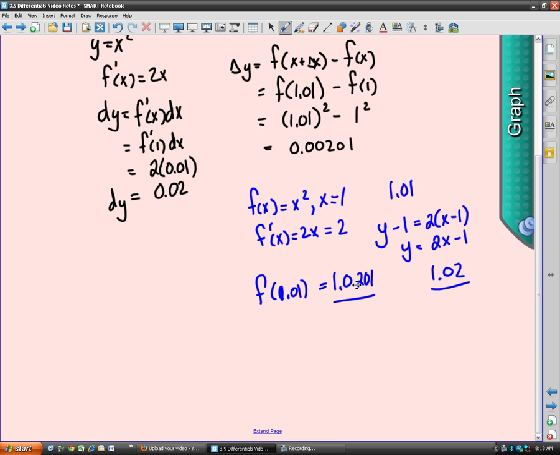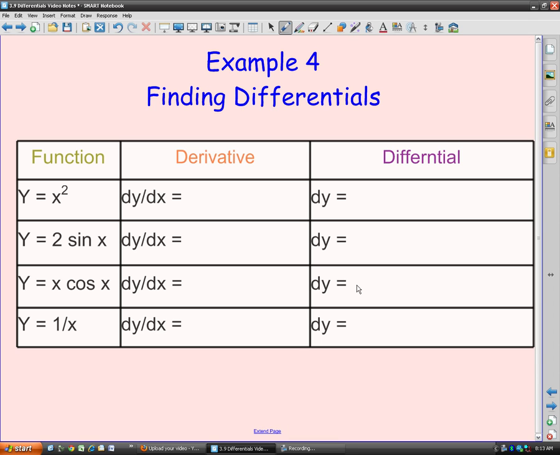And so now we're going to talk about differential notation versus standard notation. If we took the derivative of this, we would have gotten 2x. If we took the derivative of this, we would have gotten 2 cosine of x. If we take the derivative of this, we get negative x sine x plus cosine x, using our product rule. And the last one, we would have gotten negative 1 over x squared.